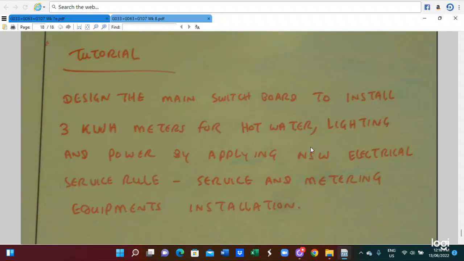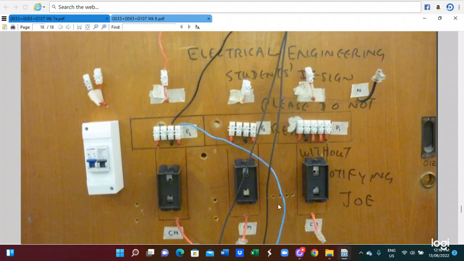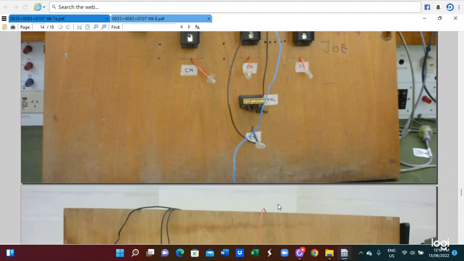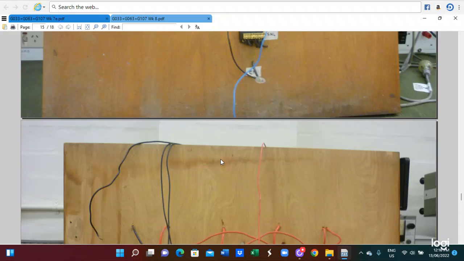We have to design a masonry board and install a 3 kWh meter for the hot water, lighting, and the power, by applying the New South Wales electrical service and installation rules for metering equipment installation. So those are the circuit diagrams here. This is a circuit diagram. This is a physical connection diagram.